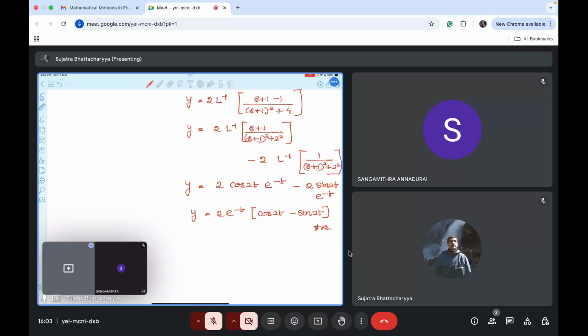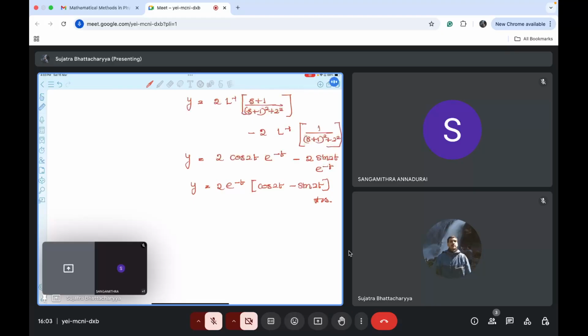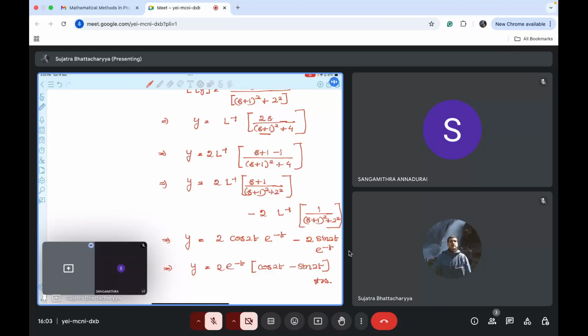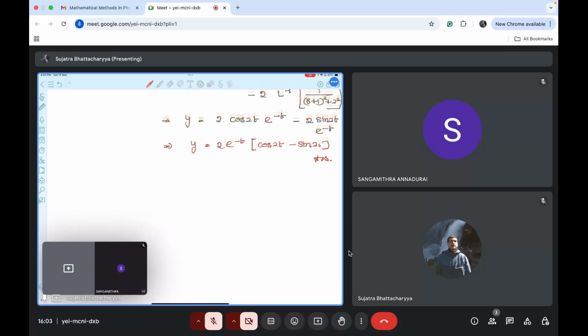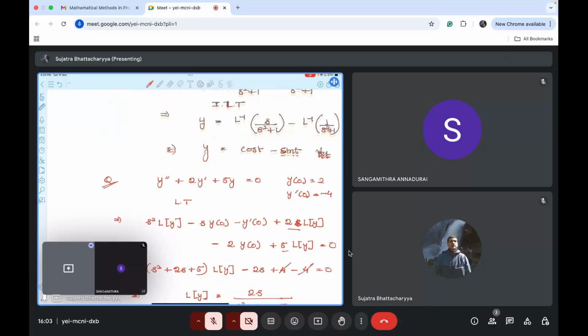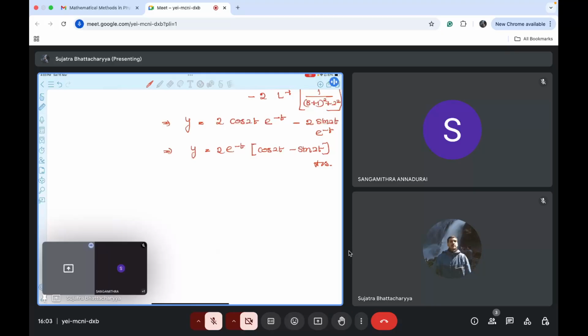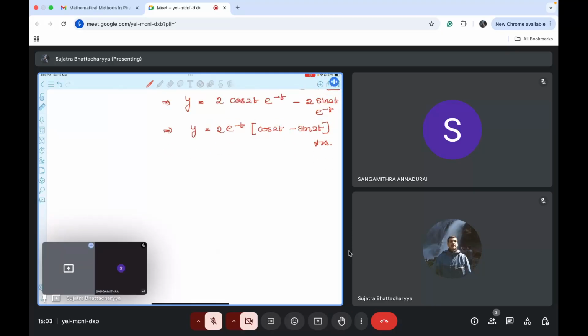Okay, so this is the final answer which you get. This is a very important part. After this, many people can make some mistakes. So this is the way you should proceed. We have solved 33 questions for the ordinary differential equation using Laplace transform. Now I think this part is over. The Laplace transform part is over.